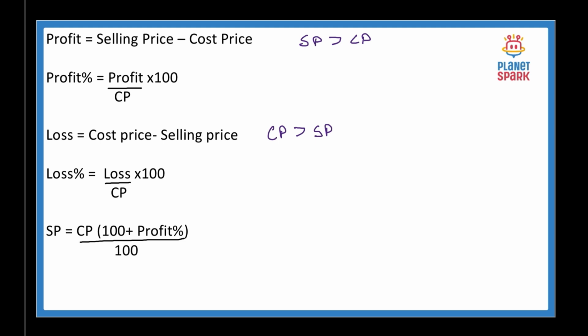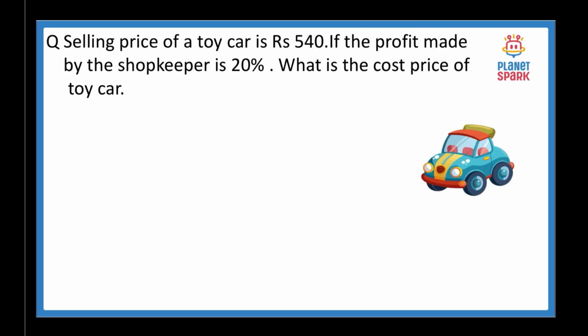Another very important formula that you have to remember is that SP is equal to CP into (100 plus profit percent) upon 100, or selling price is equal to cost price into (100 minus loss percent) upon 100. If it is profit percent, we'll add. If it is loss percent, we'll subtract. Let's begin with the questions.